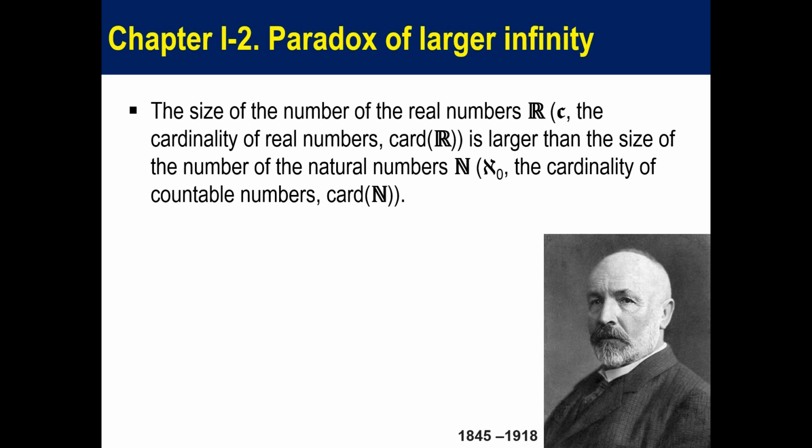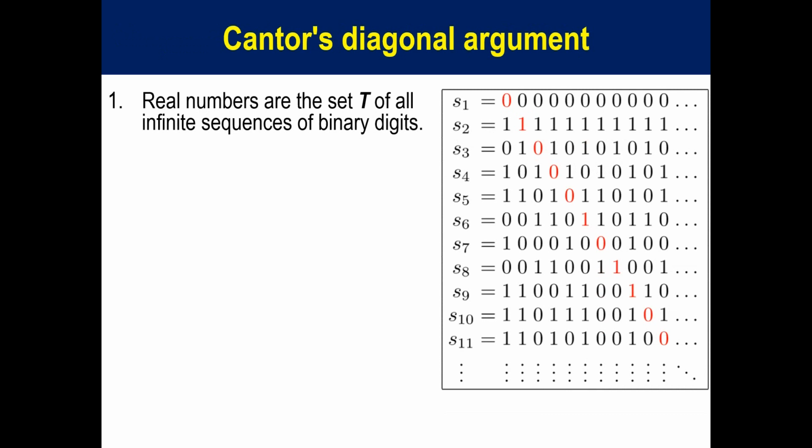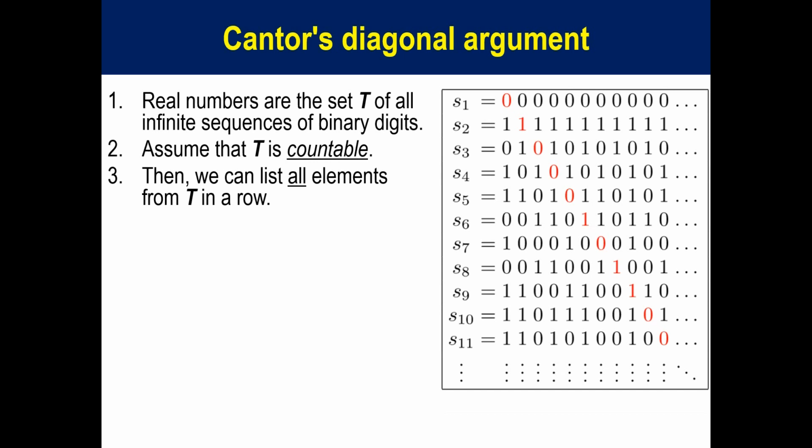The proof starts by considering real numbers in a unit interval as the set T of all infinite sequences of binary digits. Assume that T is countable. Then we can list all elements from T in a row.